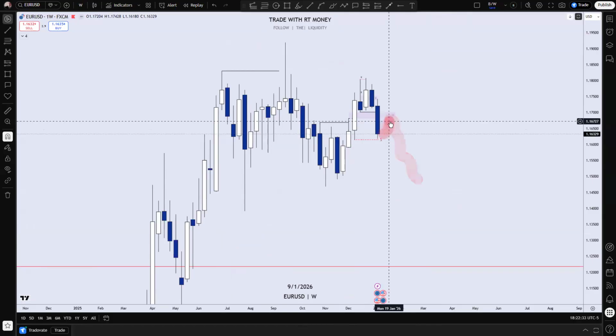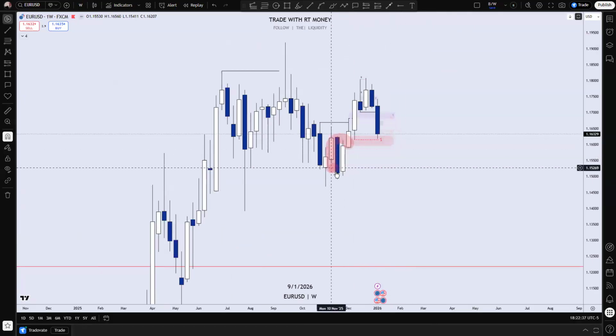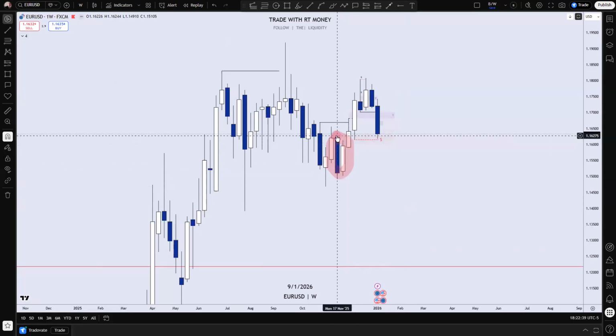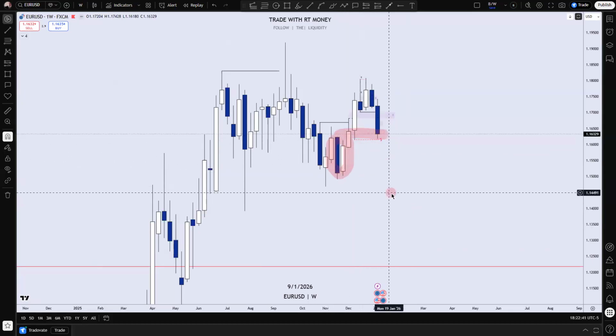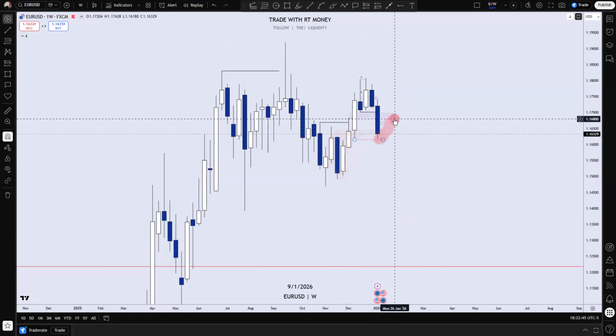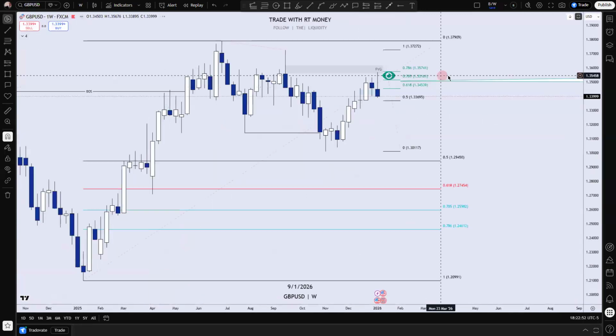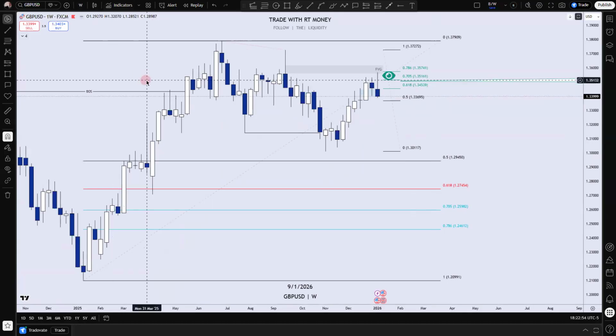If it doesn't push up, that's fine. It could just take out this low first. There is an opposing candle here for it to find support. So I'm definitely looking for some kind of reaction from that and then take a high probability trade to the downside. That's what I'd like to see. All right.